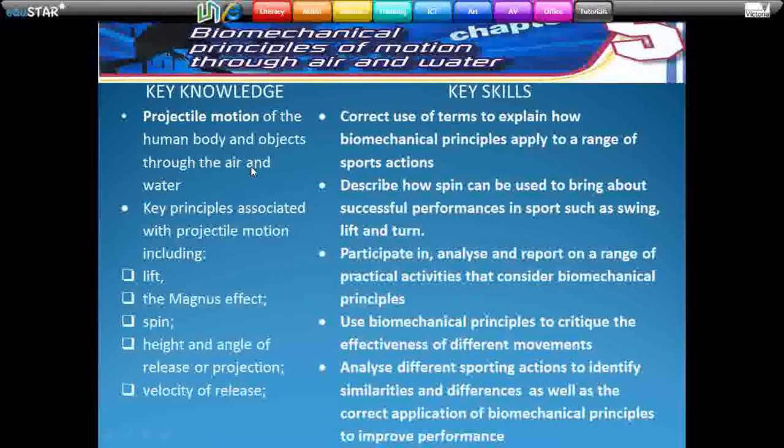Okay, in this video we're going to investigate projectile motion. So it's the biomechanical principles of motion of an object, sometimes it's us, sometimes it's a ball, through air and also through water. The key principles we're going to investigate are lift force, the Magnus effect, spin of an object, the height and the angle of release, and also the velocity of release, and the key skills remain the same throughout the biomechanics unit.